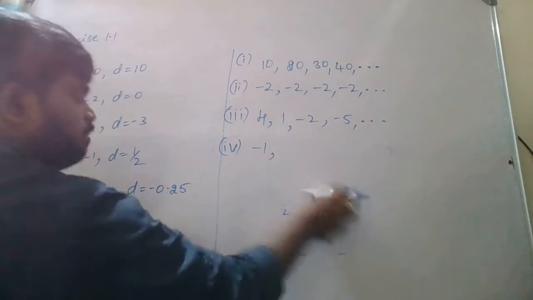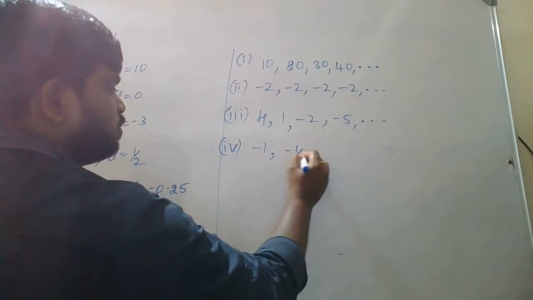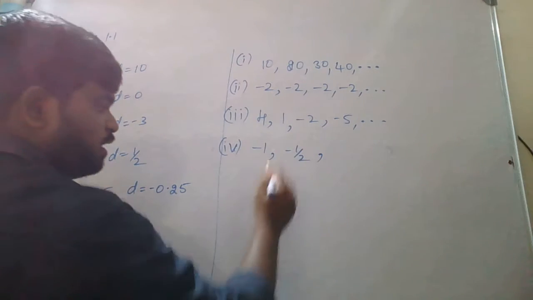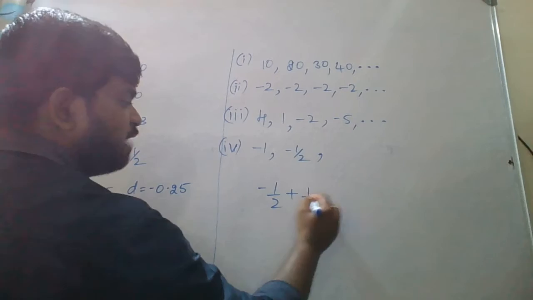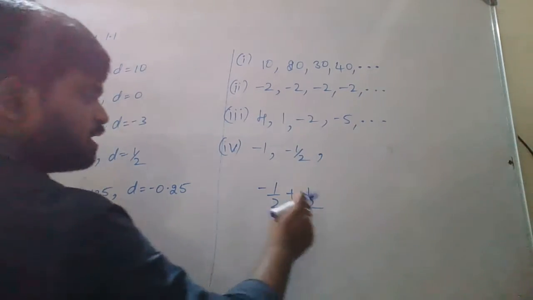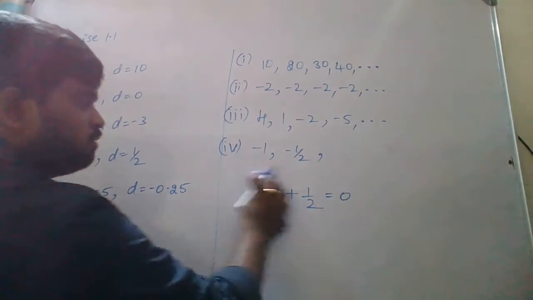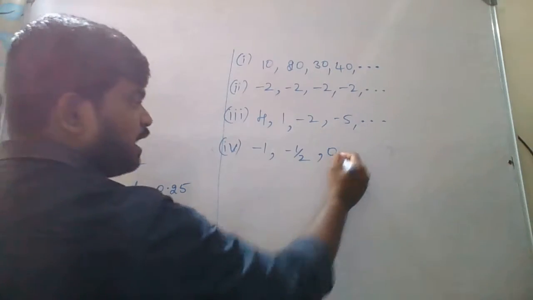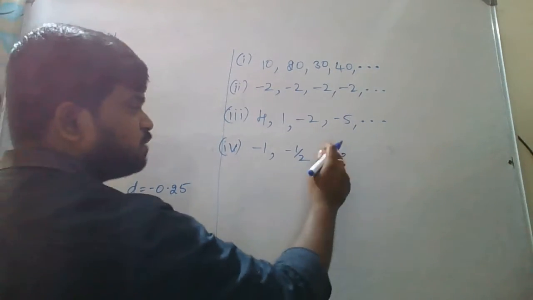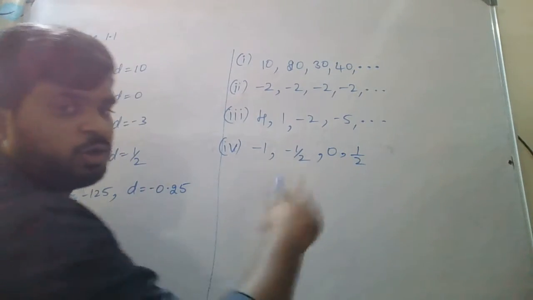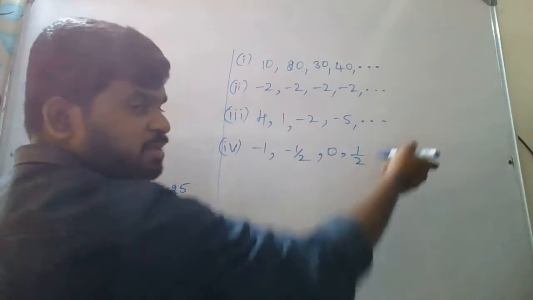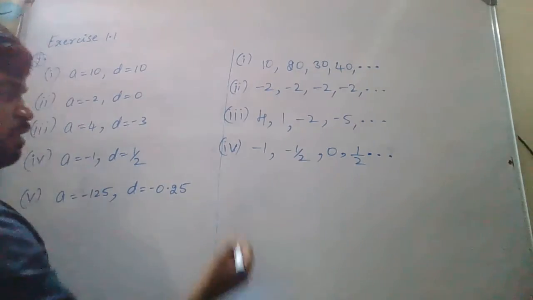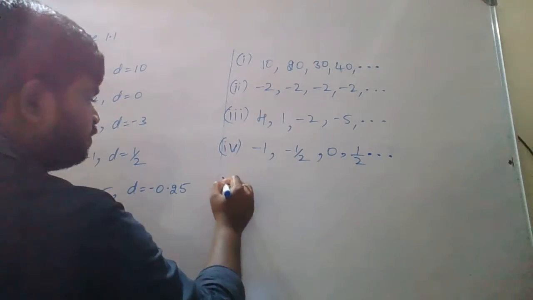Okay. So the next one will be minus 1 by 2. How do you get the third one? For this, we have to add our d, that is half. Minus half plus half is 0. Next, for this, again you have to add our d to get the next one. 0 plus half is half. To get the next one, again we have to add d. Half plus half is 1. It goes on. You got the fourth question. Very simple. You know the value of d, easily you can find.